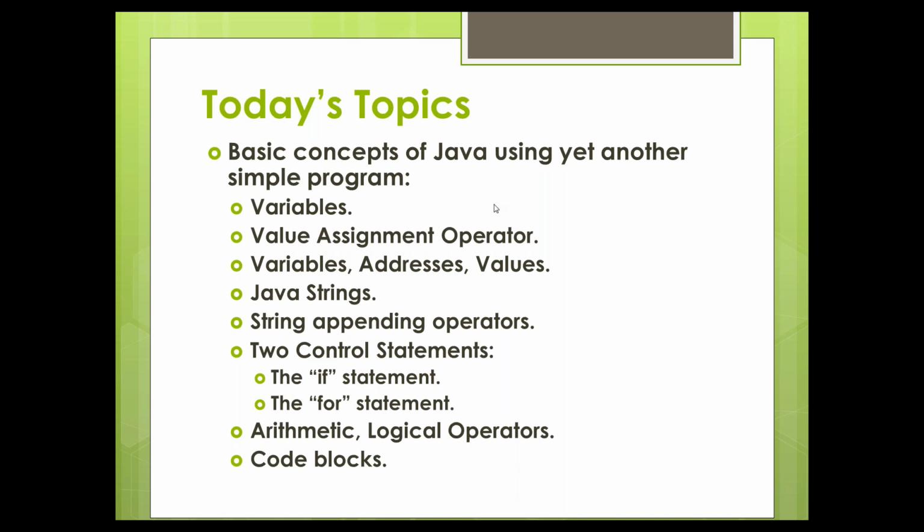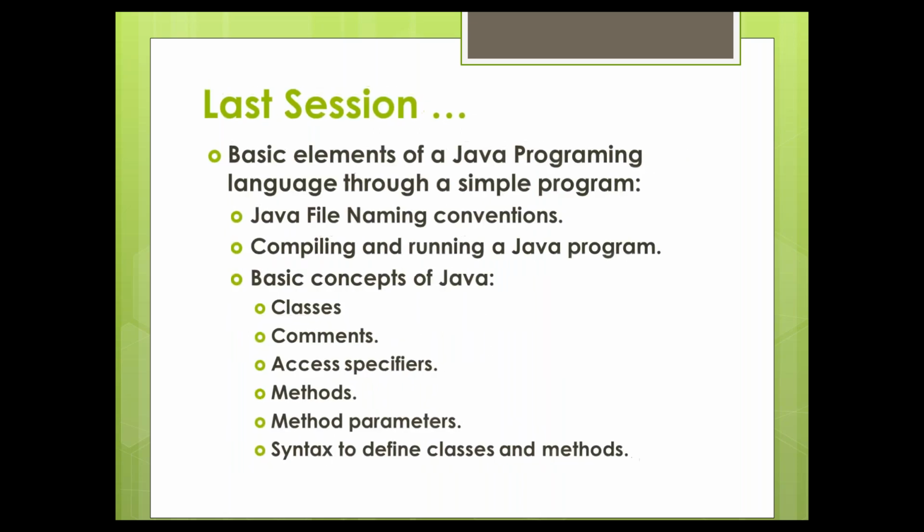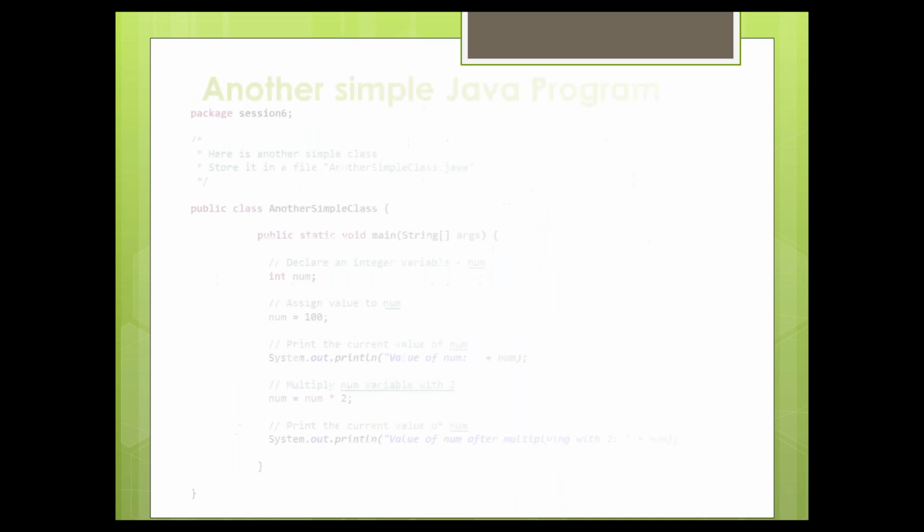Let's recap what we did in the last class. We understood some basic elements of Java programming. We saw how a Java program is written, the naming conventions for the file name, how to compile and run a Java program, and basic concepts like classes, commands, access specifiers, and methods. Those things are the same, right? Let's move on to today's session.